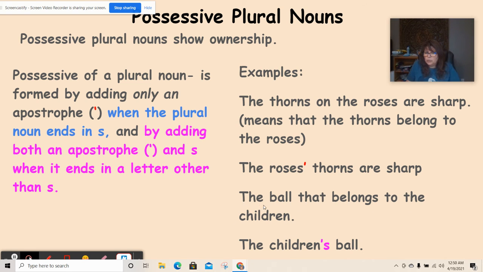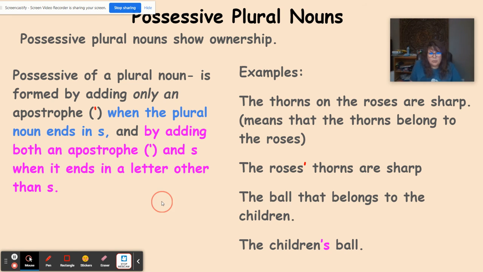However, in the second example, it says the ball that belongs to the children. Well, children is the noun that we're going to use first. And we know that the ball belongs to the children. Since the word children is irregular and it doesn't end with an S, we add apostrophe S like we do when it's a singular possessive noun.